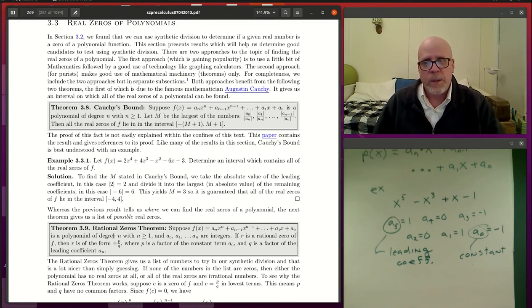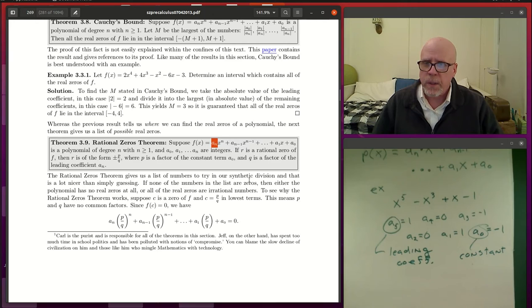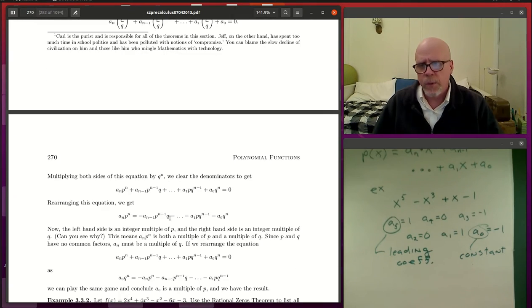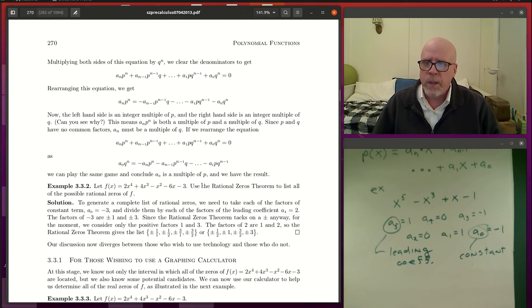But there's more to this. It says p, the numerator, is a factor of the constant term, that is the number a_0 at the end there. And q is a factor of the leading term, or the leading coefficient, I should say. So that's kind of interesting. It limits the possibilities for what rational zeros there might be. I think they go through a nice example of this. First, they do an argument about why it's true, which I think we'll skip.